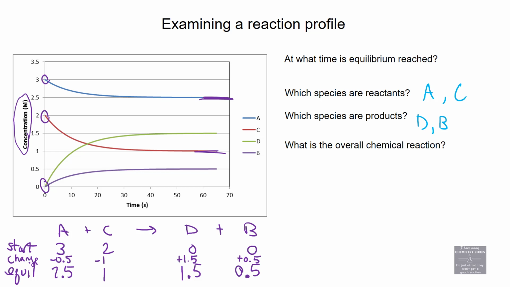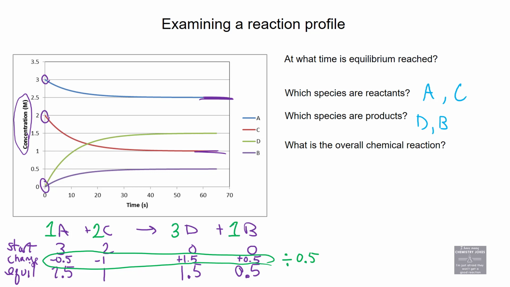What do I do with that information? Well, I need to put whole number coefficients out front to make sure that I'm losing things and gaining things in the right ratios. So I find the least common, I want to call it the least common multiple, but I'm pretty sure that's the wrong terminology. But I find what each of those change numbers are divisible by to make them into whole numbers. So I divide each of those by 0.5 to make it into a whole number. So that means 1A, 2C, 3D, and 1B.